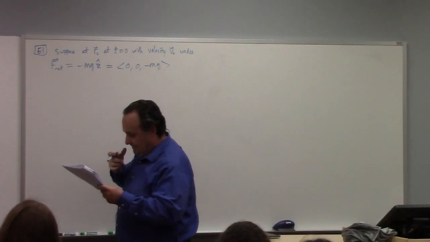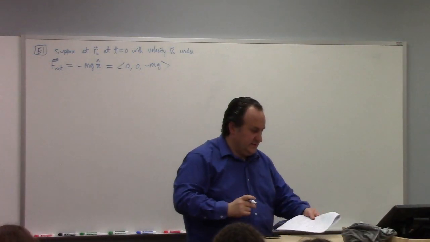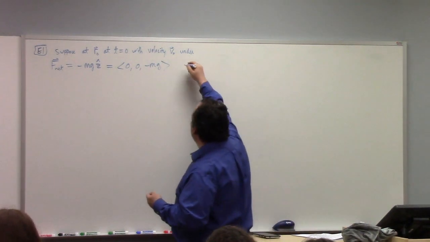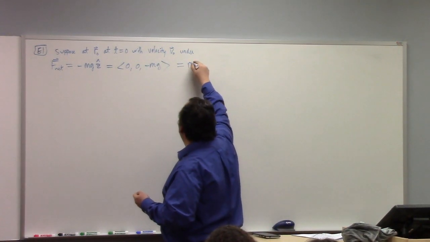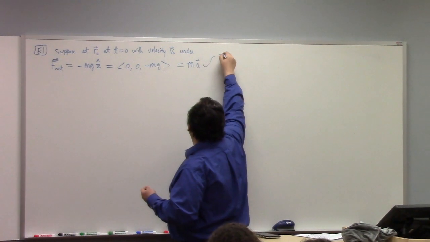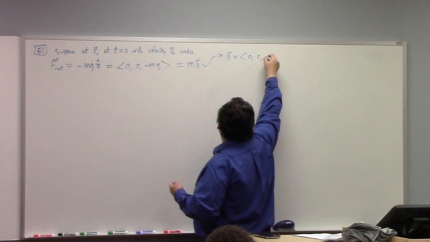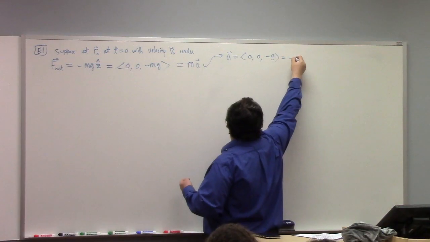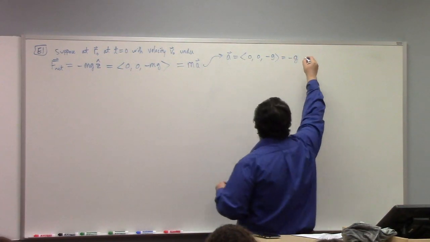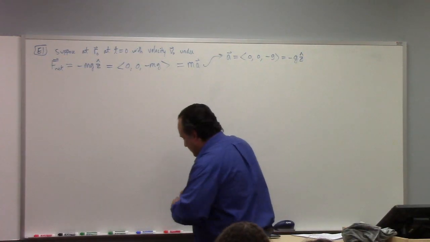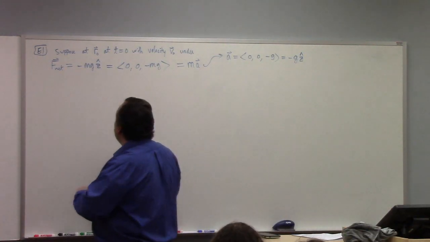All right. So first of all, we can integrate. We know what this means, right? This is, of course, equal to m times the acceleration. So we get that the acceleration is 0, 0, minus g, or if you like, minus g z hat. So we have this constant acceleration due to gravity.